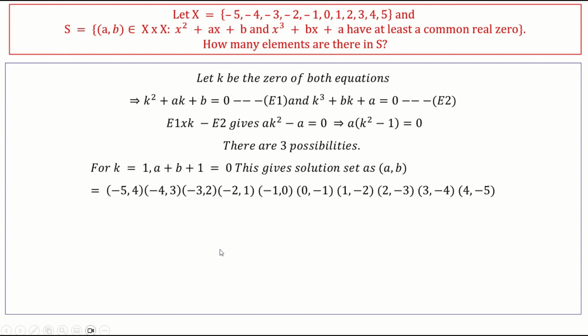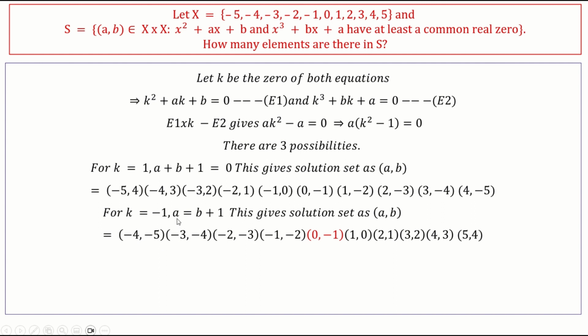Now for k equal to minus 1, you take minus 1. So it will become 1 plus b minus a equal to 0, the minus a goes to the other side, so a equal to 1 plus b. This gives the solution set as 1, 2, 3, 4, 5, 6, 7, 8, 9, 10 values. Out of the 10 values, one is repeating, so ignore it. It's not unique, right? When you put in sets, this will go off because this is a repeating element.